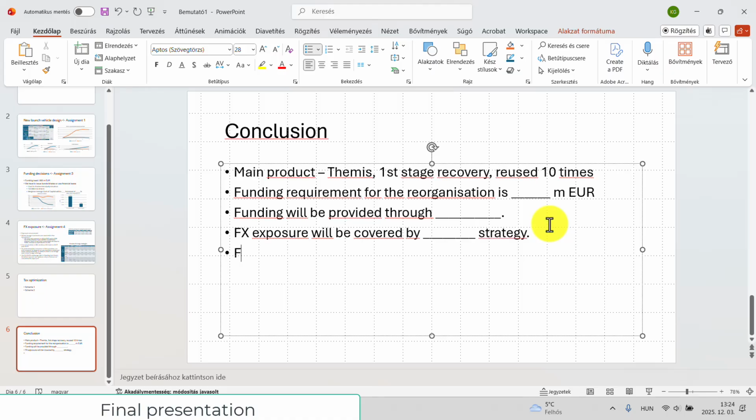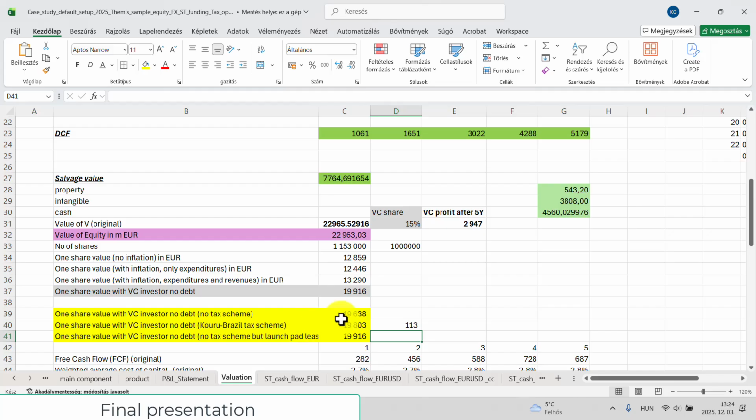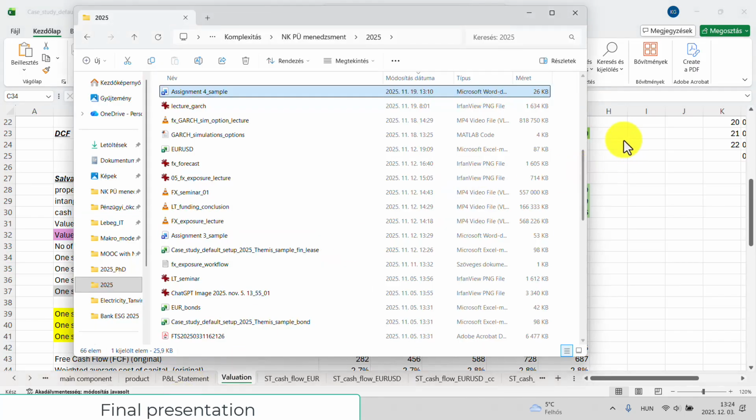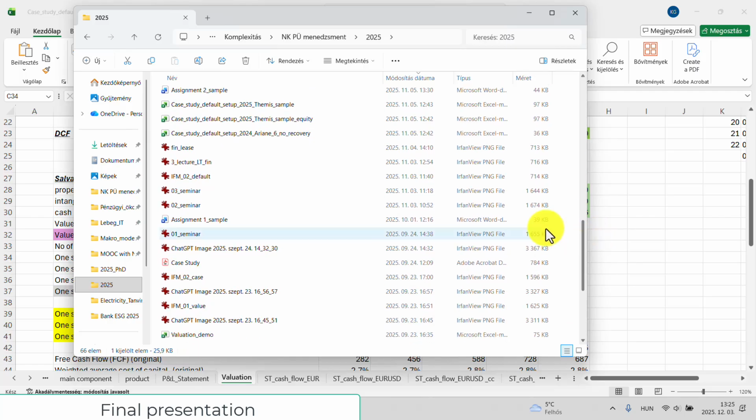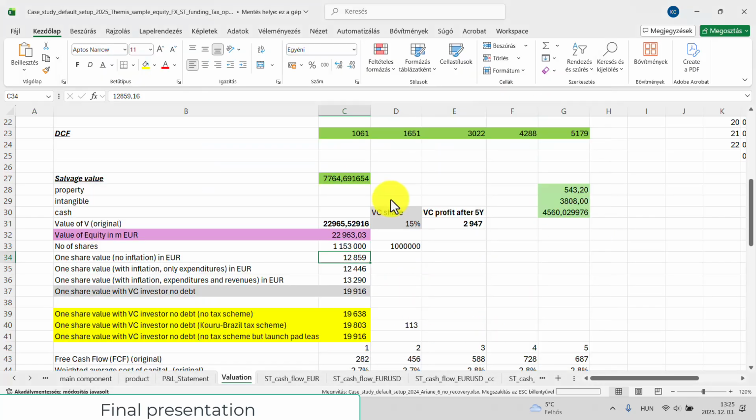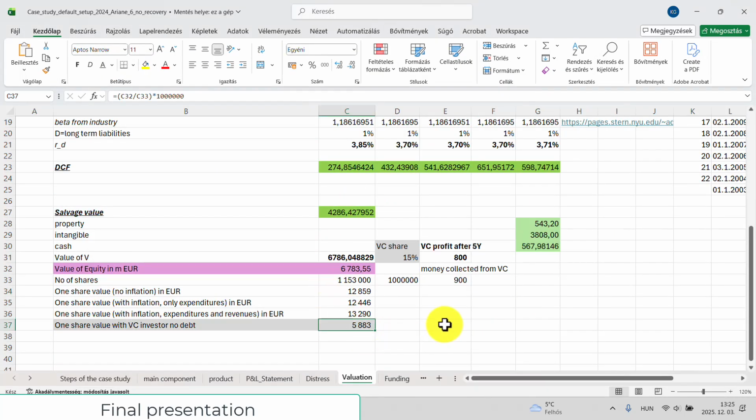And finally, the share value will increase from, what was the initial share price? Let's check the original. No recovery. Yeah, this was it. Okay, we can be better.